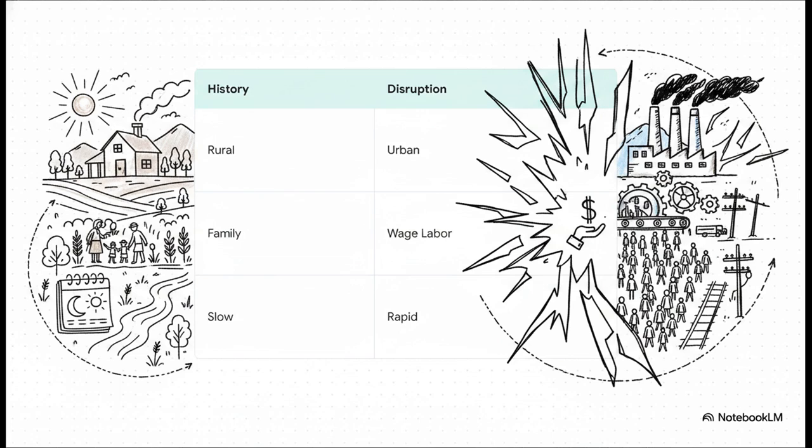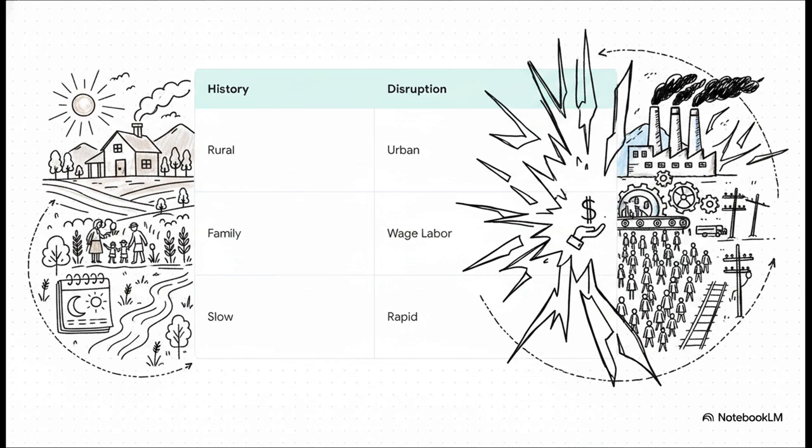For thousands of years of human history, most people lived in rural agricultural societies. Families largely worked together, production happened locally, and the pace of life was incredibly slow. It was dictated entirely by the seasons and the harvests. While the Industrial Disruption shattered that reality. Just boom!